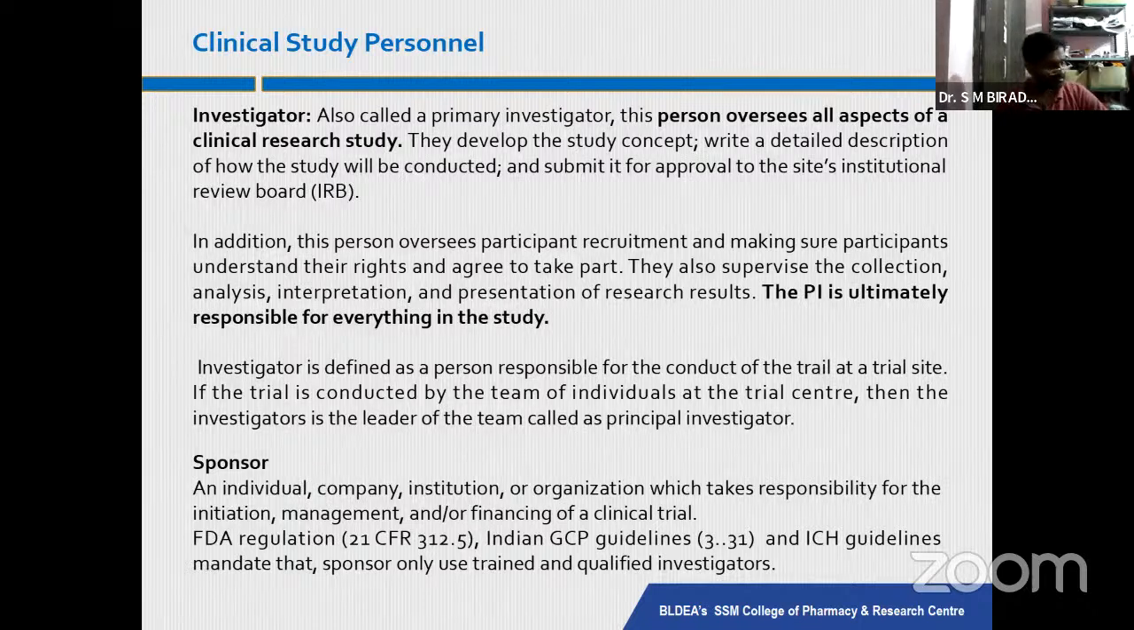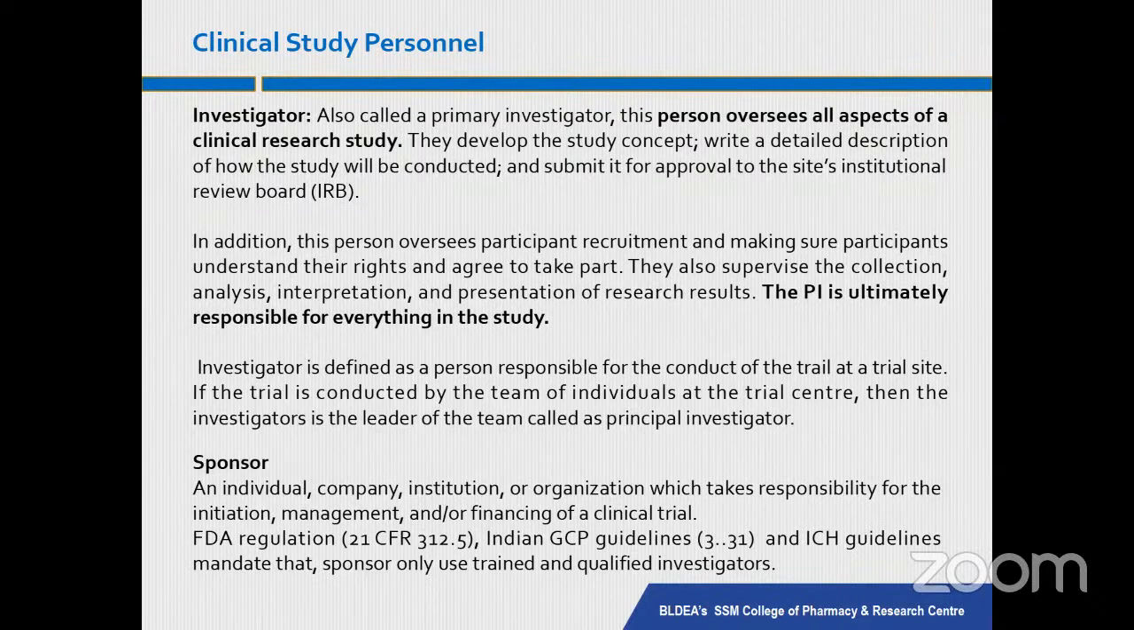So usually, sponsor means the person who gives money. In general, we think that the person who gives money is called the sponsor. But here, their role is not limited to only providing the money. He should also provide the lead in initiation, and he should manage the whole trial.